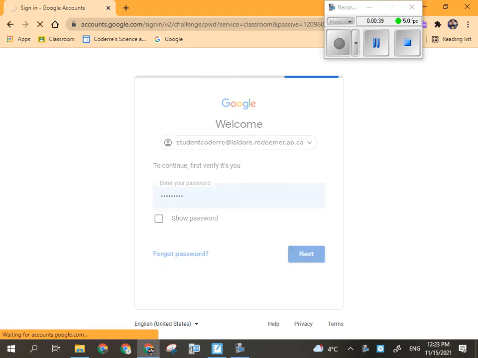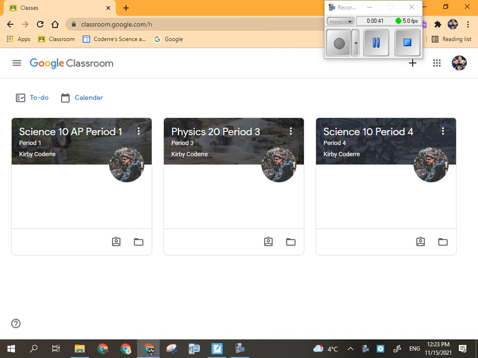My password's all little dots, in case you're trying to break in. Okay.